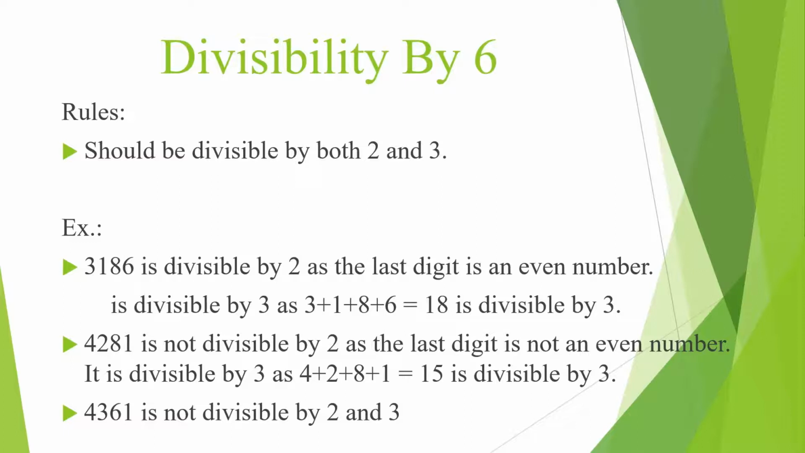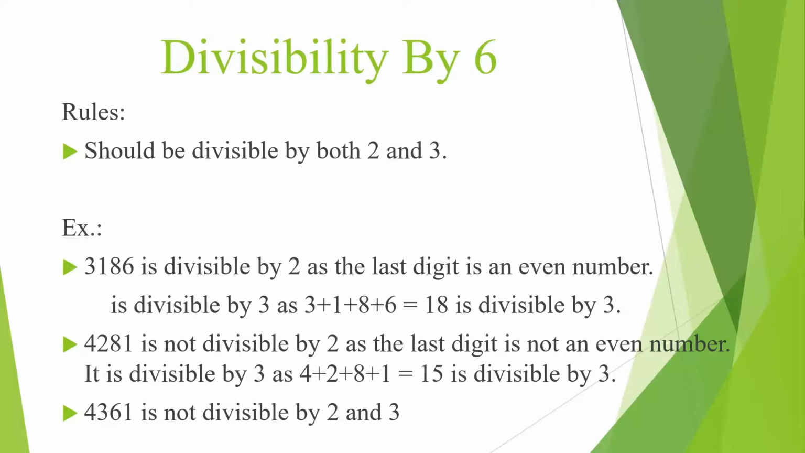Let us consider an example, 3186. The last digit is an even number, so that number is divisible by 2. For the divisibility rule by 3, we have to add up all the digits, which is 3 plus 1 plus 8 plus 6, equal to 18. 18 is divisible by 3, so 3186 is divisible by 3. As this number is divisible by 2 and also 3, this number is divisible by 6. That is, 3186 is also divisible by 6.